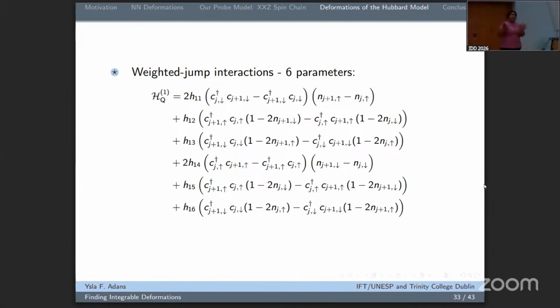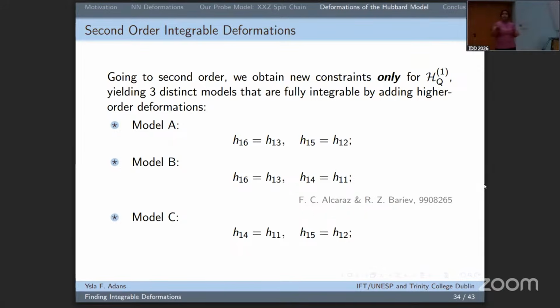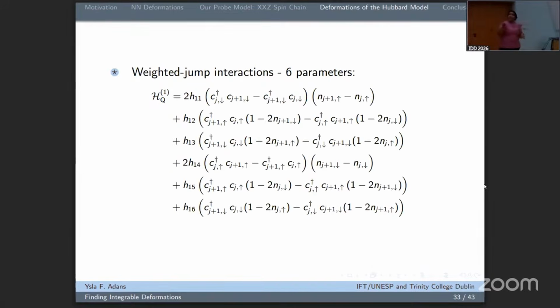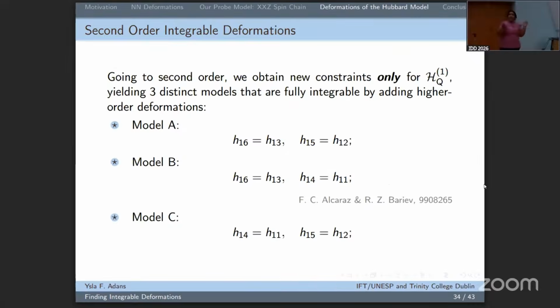So you have 16 parameters. These at first order. So now I take this thing and put it at second order, and I get 3 different models that have higher order integrability. And these models are really nice because they are really symmetric. If you look at this HQ here, they have these 3 terms in this 14, 15, and 16. And to get fully integrable models, the rule you have to follow is that you put 2 by 2, you make a reduction.